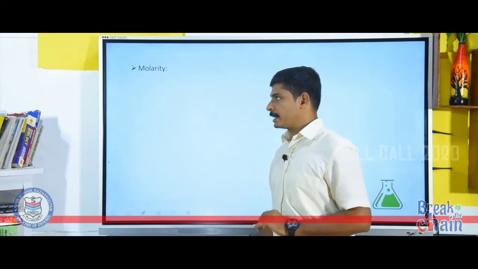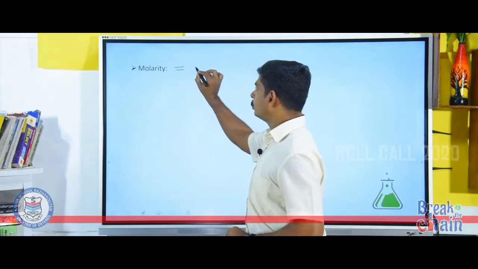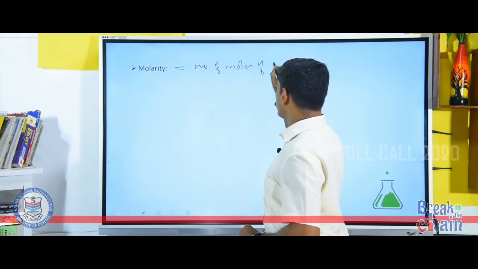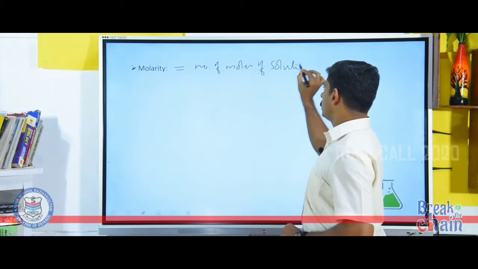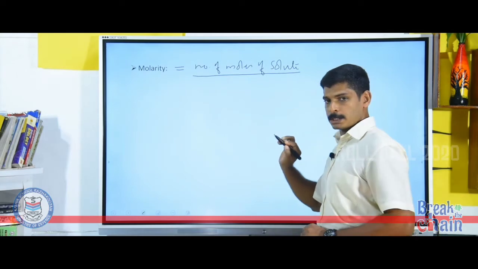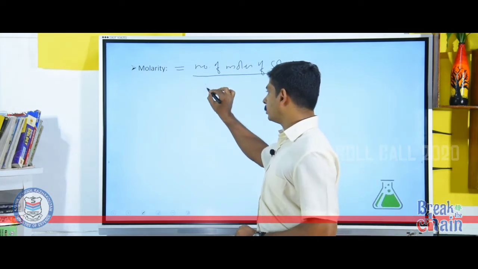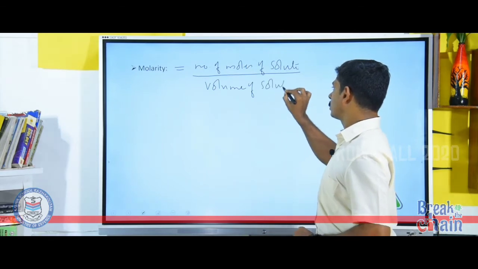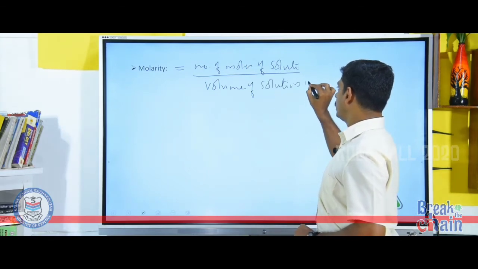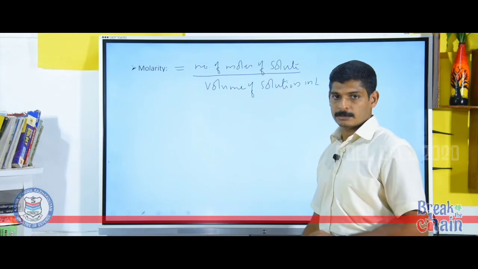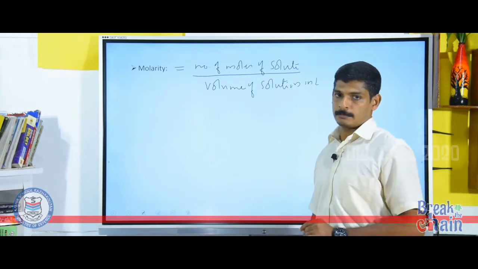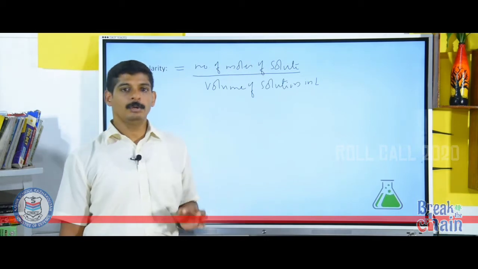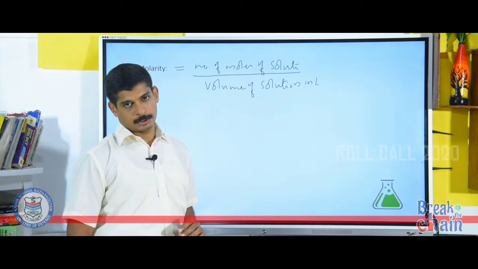So, how can I write it? Molarity is equal to number of moles of solute divided by what is it? Volume of solution in liters. Remember it should be per liter, okay. So, we can define it as number of moles of solute dissolved per liter of solution.